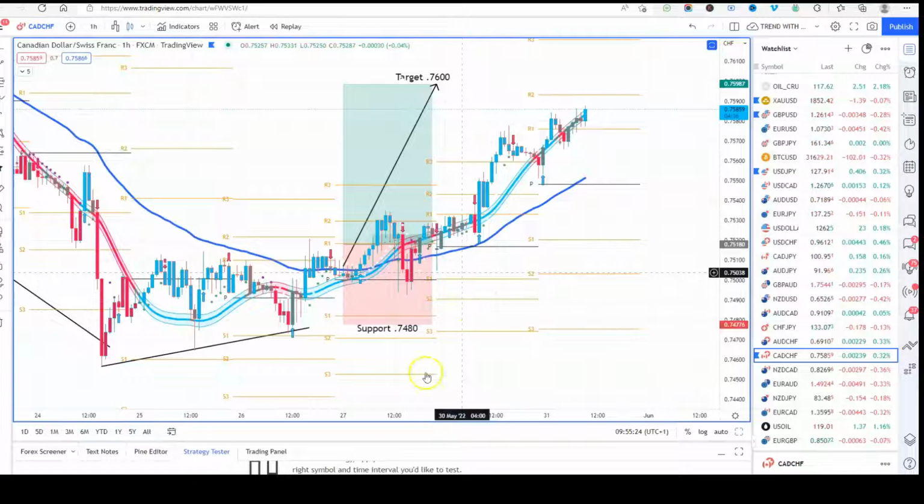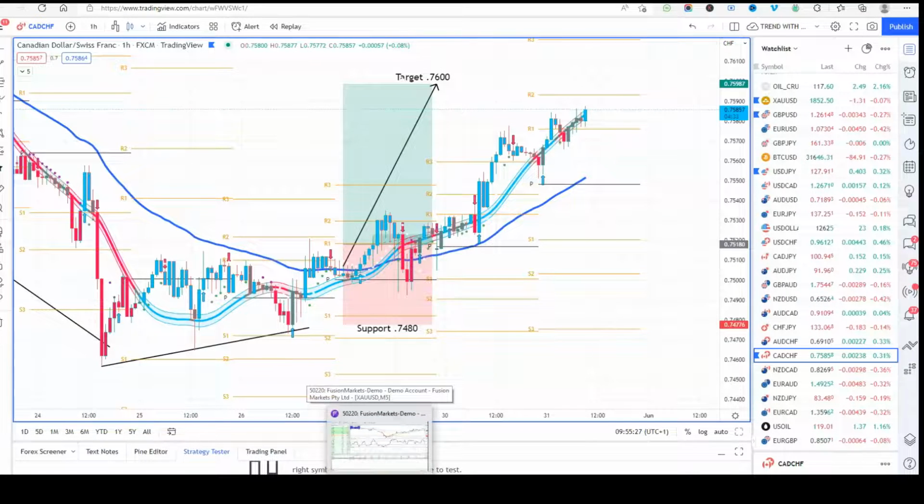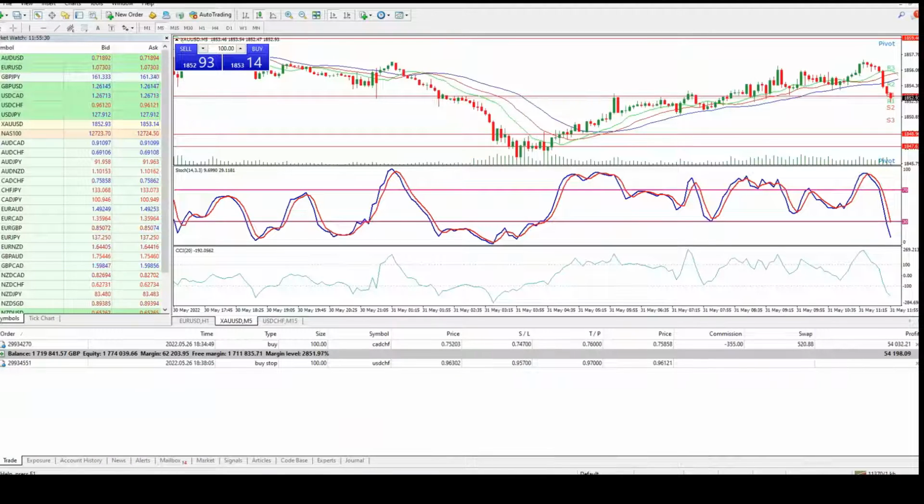So let's see how we're getting on. It's heading for our target. So yeah, we can see that it's heading for target, which is 7.760, and we're up just over 55,000 so far. I've also got an order to open on the US Swiss, but I'm probably going to close that down as we head into the end of the week and non-farm payroll.